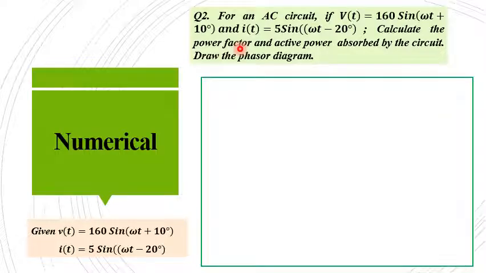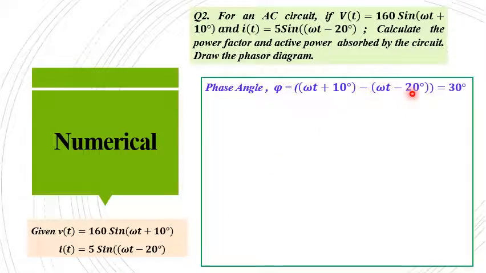Power factor is cos phi, where phi is the angle between the voltage and current. So from this equation, first we can find the angle between voltage and current. Phase angle phi is equal to angle of voltage, that is omega t plus 10 degree, minus that of current, omega t minus 20 degree. Subtracting, we will be getting 30 degree. So phase angle phi is equal to 30 degree. The power factor cos phi is equal to cos 30, which is equal to 0.866.